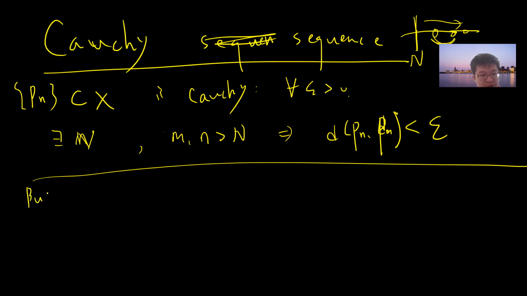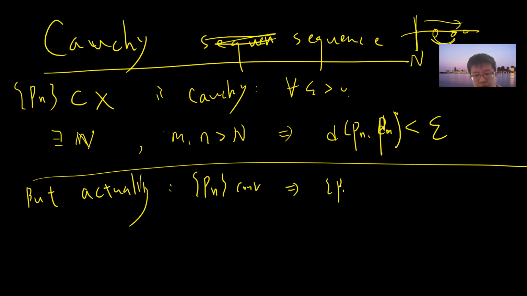But actually, what it means is that if Pn converges, then Pn is Cauchy. So this is the theorem that I'm going to prove. Theorem: Pn converging means that Pn is Cauchy.